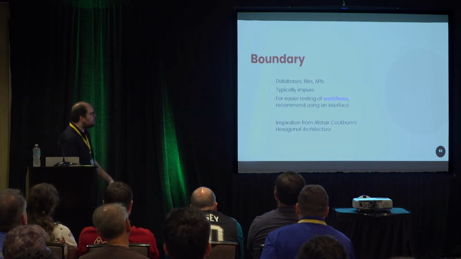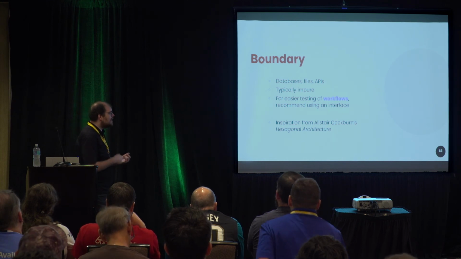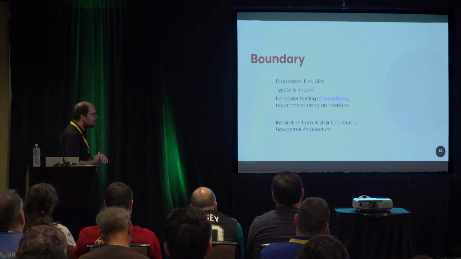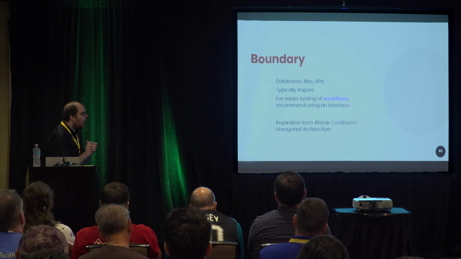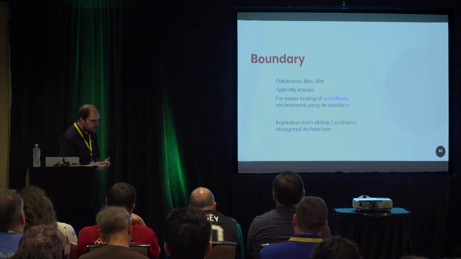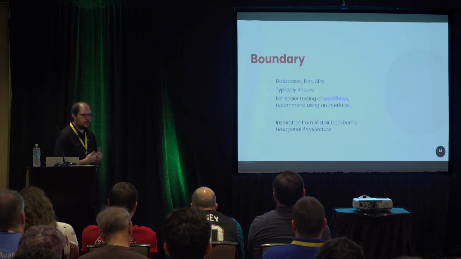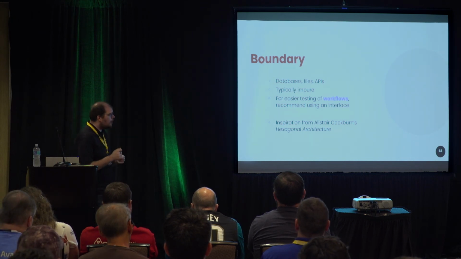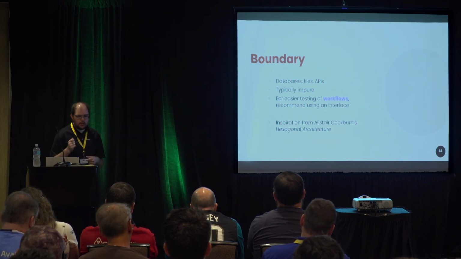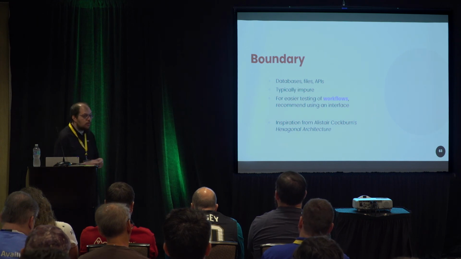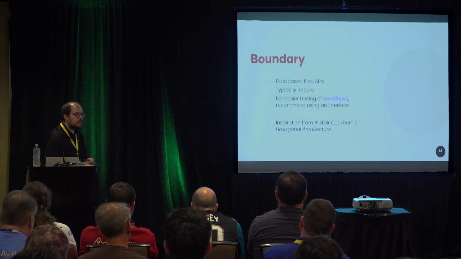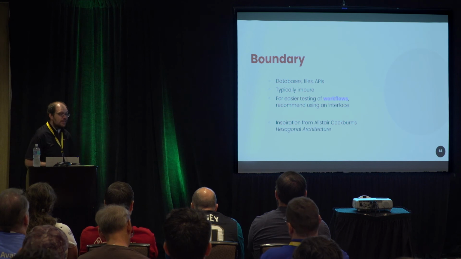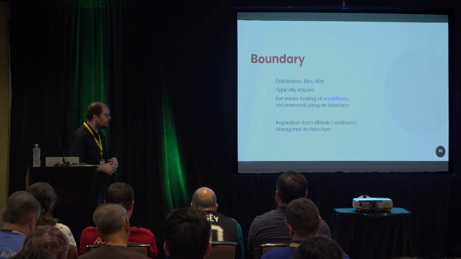So as I mentioned before, boundary, it's stuff like databases, files, APIs. They're typically impure. Always throw an interface around your boundaries because you want to be able to substitute them out, especially if you want to put a mock in. I swear if I catch you making your boundary a static class with static methods, I will beat you. I will come find you because it is the worst of everything. I can't unit test it, I can't mock it, I can't do anything.